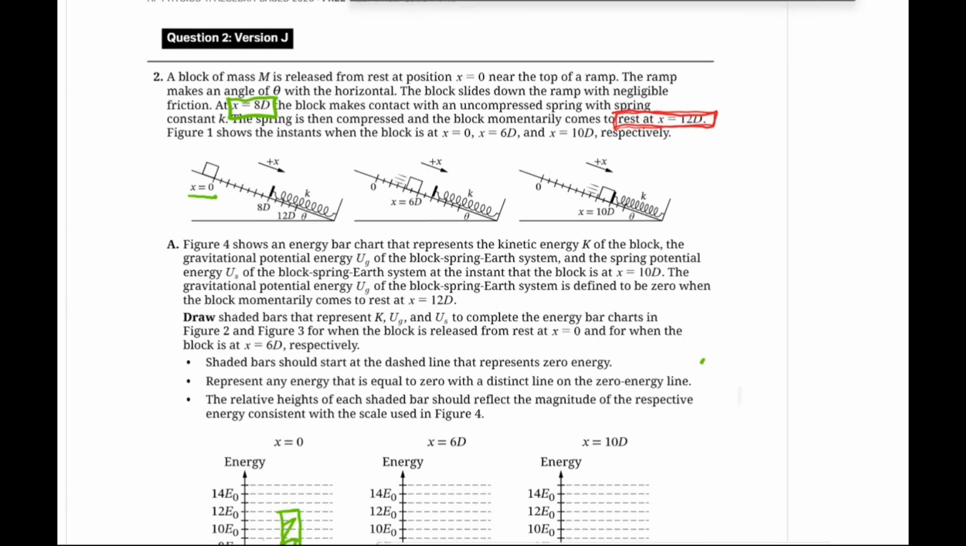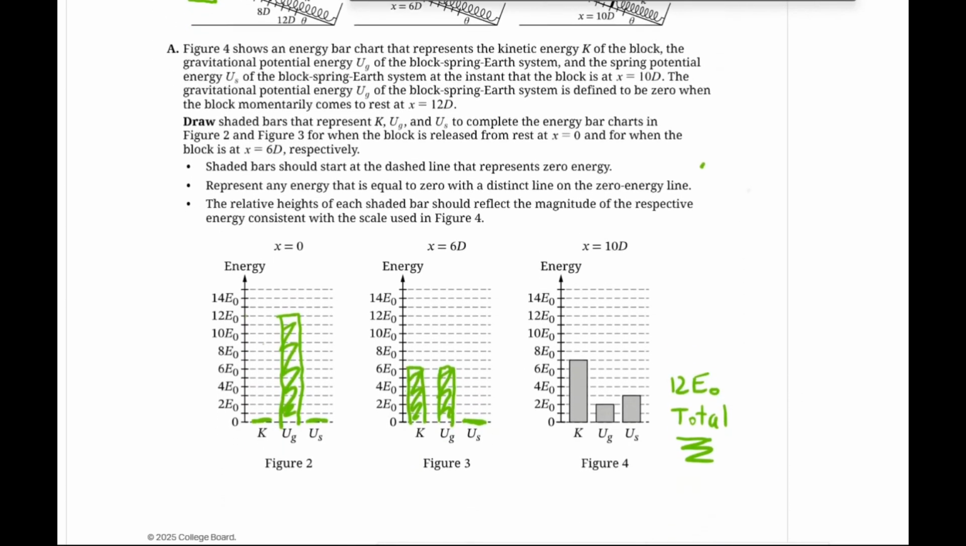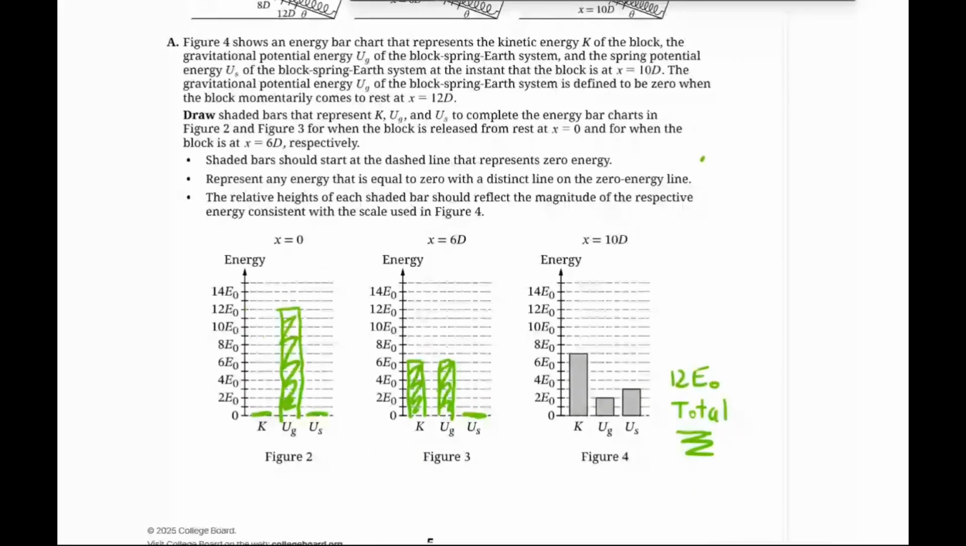All right, so let's jump ahead and draw some energy bar charts. It says the shaded bars should start at the dashed line that represents zero energy, represent any energy that is equal to 0 with a distinct line on the 0 energy line, and the relative heights of each shaded bar should reflect the magnitude of the respective energy, consistent with the scale used in figure 4. Okay, this is an important part. When something has 0, you want to make sure you have a distinct line to show that it's 0.